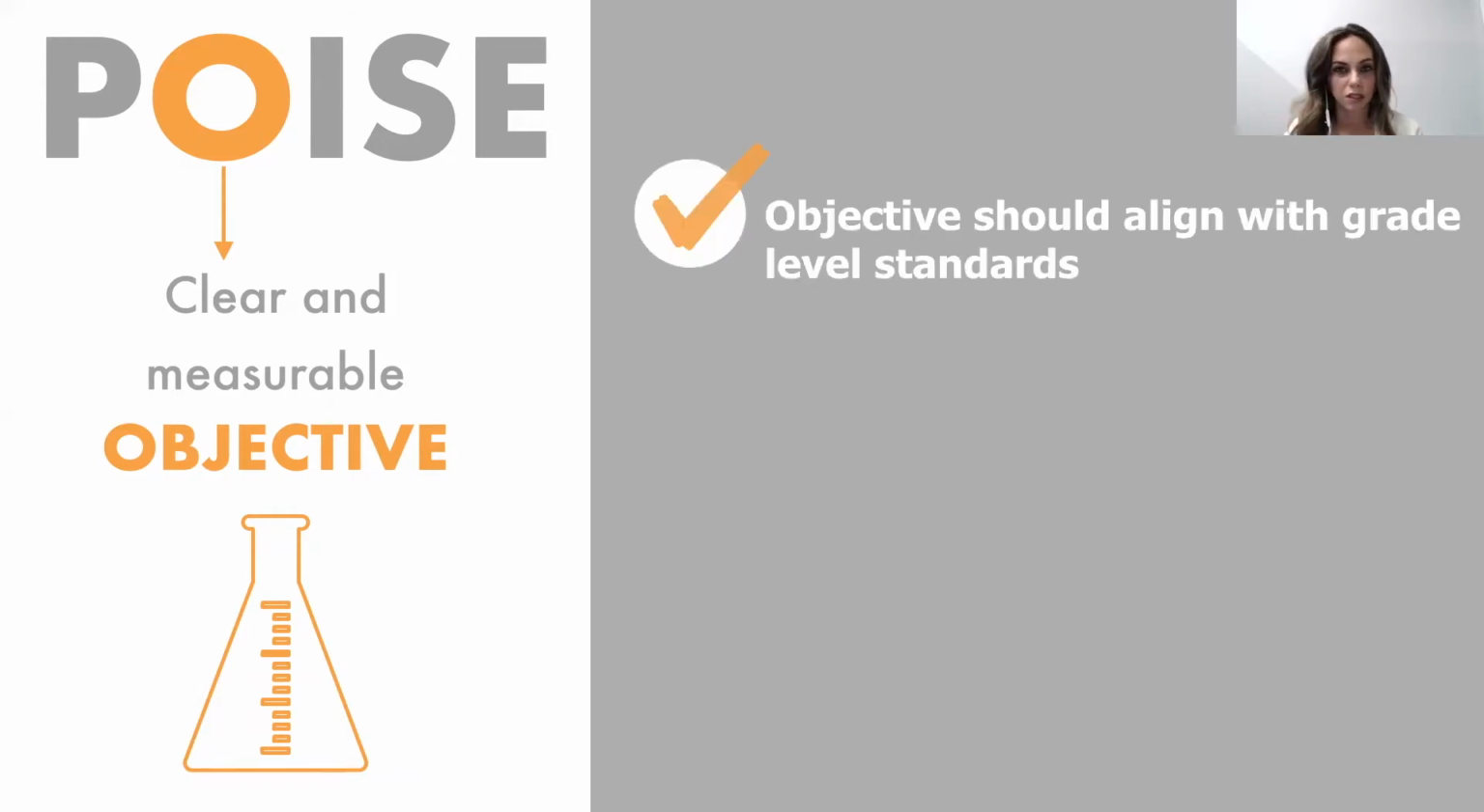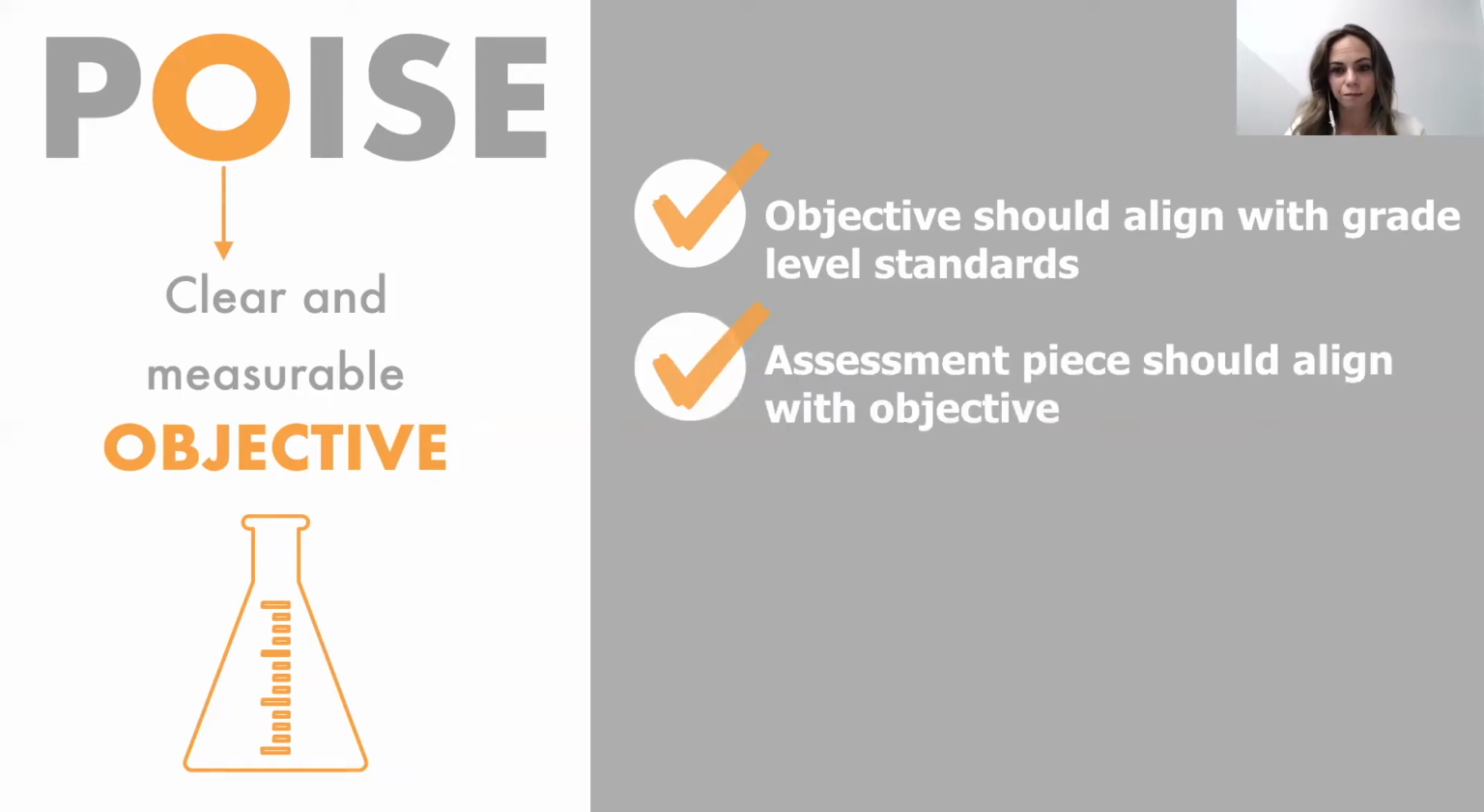Just a couple things to remember. One is that your objective should align with grade level standards. Okay, so just look up what those standards are. You can look up the Common Core. There's actually a Common Core app now. I think it's actually called Common Core. If you want to look up your grade level standards, just make sure that they align.